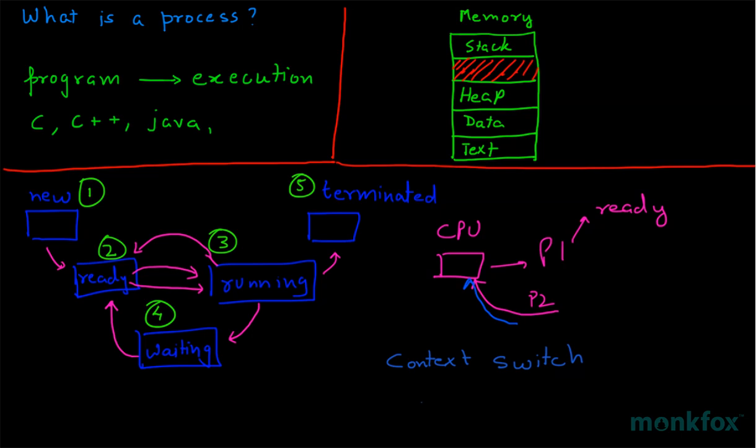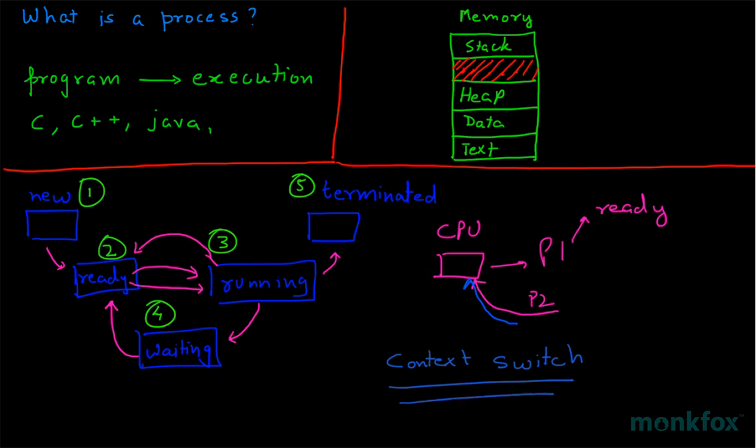So I'm just repeating it again because it is very important. Whenever the CPU shifts from one process to another, it is called a context switch. It puts a process which is currently in the running state back to the ready state and takes another process of higher priority for execution, and this phenomenon is called context switch.